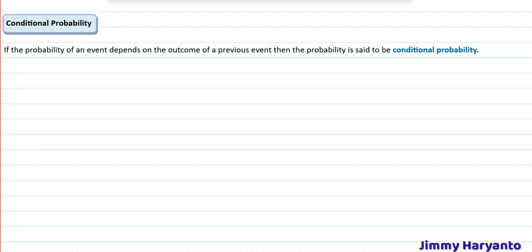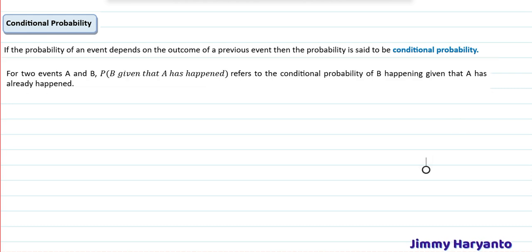Okay, next is conditional probability. We already learned the independent event before, the event where the first one does not affect the second one. For conditional probability, it will be the reverse of that concept. So if the probability of an event depends on the outcome of a previous event, then the probability is said to be conditional probability. For two events A and B, P(B given A) refers to the conditional probability of B happening given that A has already happened. So A happens first and then B.